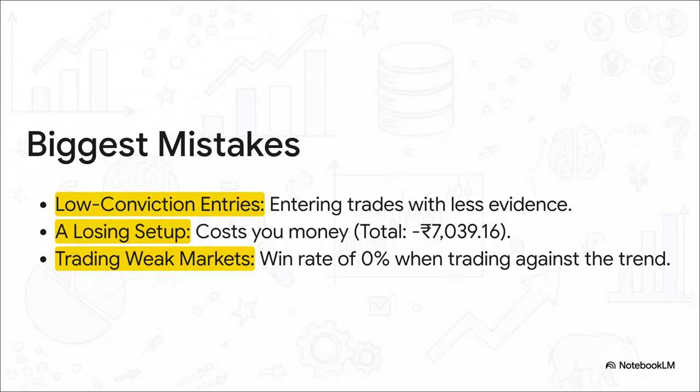And just look at how specific this is. The AI isn't giving vague advice. It's pinpointing the exact leaks. It's saying you're taking low conviction entries. It found a specific setup that is a consistent loser, costing this trader over 7,000 rupees. And get this, trading in weak markets has a win rate of literally 0%. That's not an opinion, that's just math based on the trader's own actions.